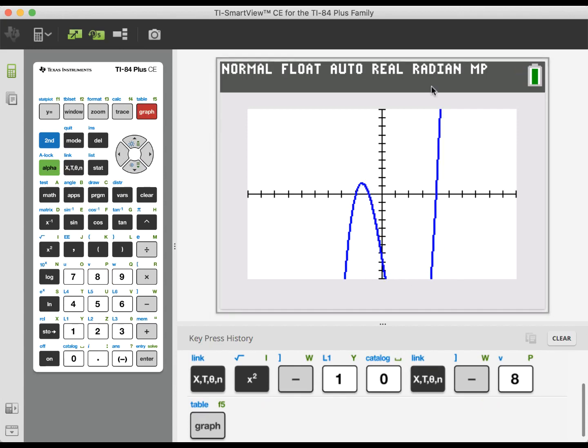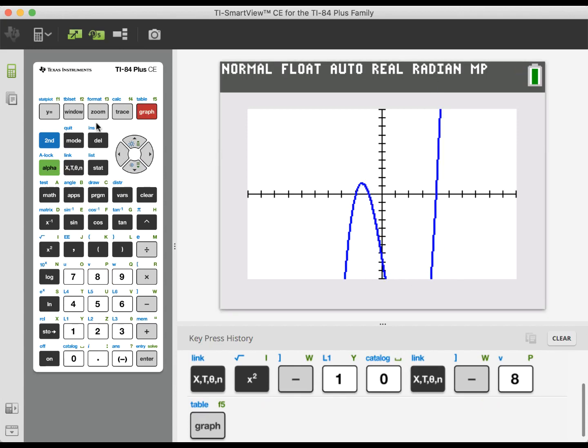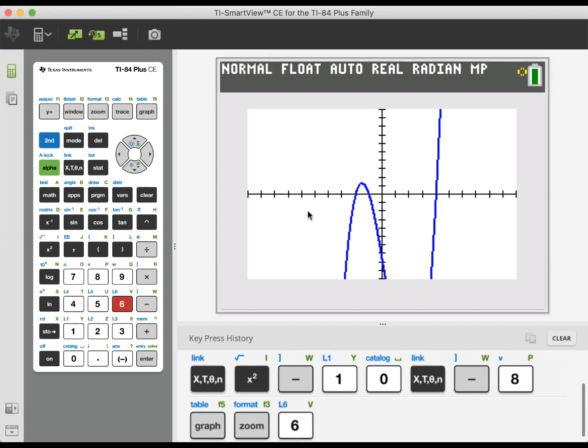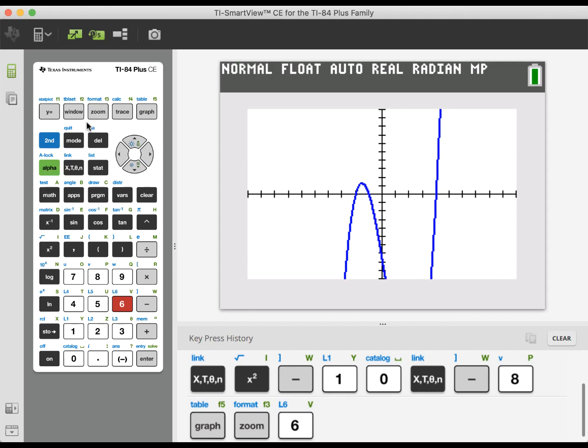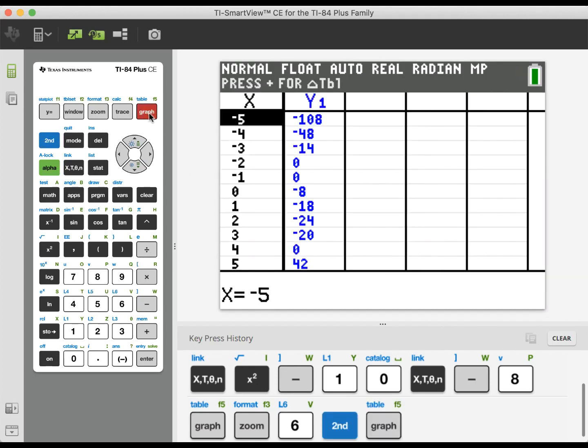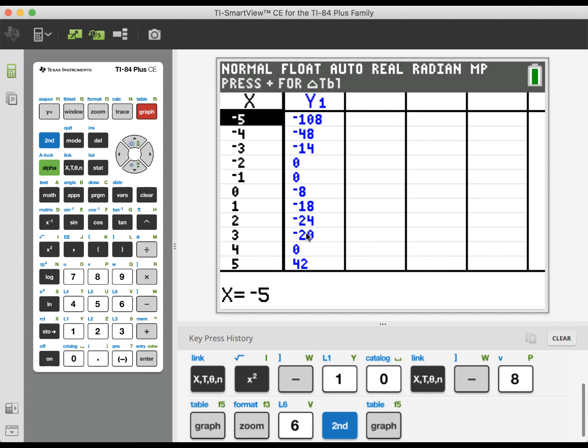Notice that I already have this in the standard window. If it's not on your standard window, just press zoom 6, and that'll take this to the standard window. Now notice that I can see -1 and -2 are both zeros, and 4 is a zero as well. To see that, just press second table, which is second graph, and you'll be able to see that as well. Anywhere where you have zeros on the y's, the x's are the zeros themselves.